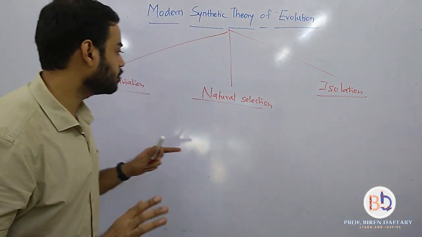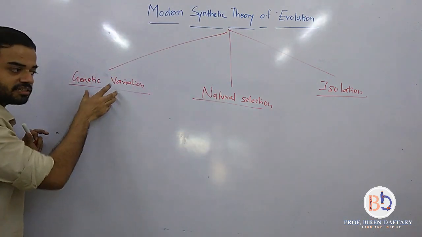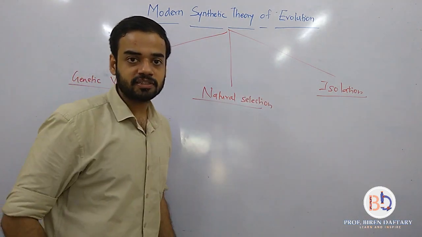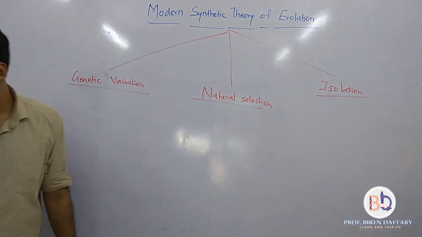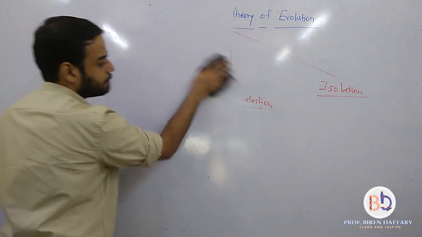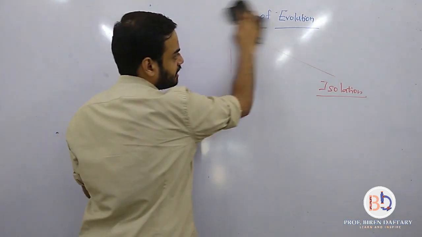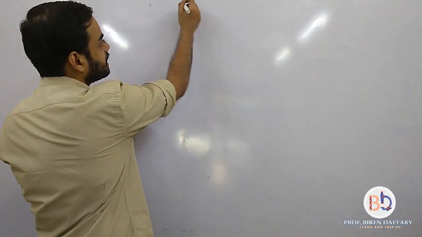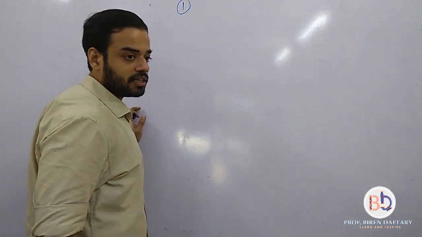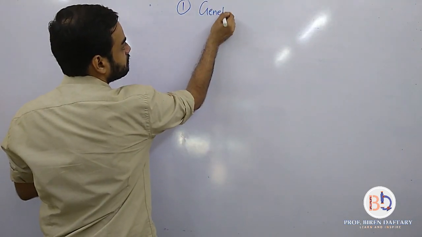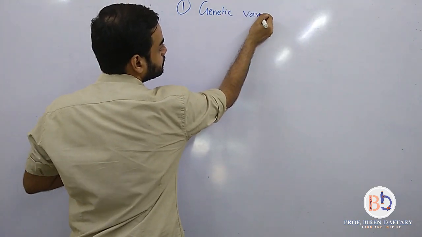Is this clear? Now, under genetic variation there are further types. So I am going to rub all of this and we are going to start with genetic variation right now. Please pay attention. It is a very important part. Natural selection and isolation are very easy to understand, but many people get confused in genetic variation. So now we are starting with the first part under the modern synthetic theory, and that is genetic variation. Is this clear?